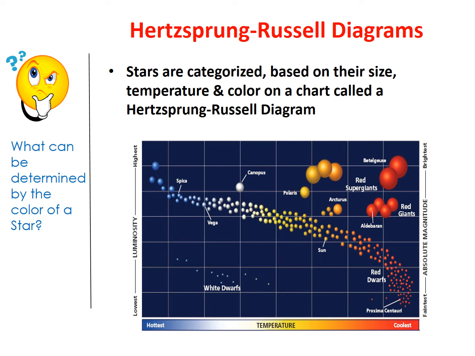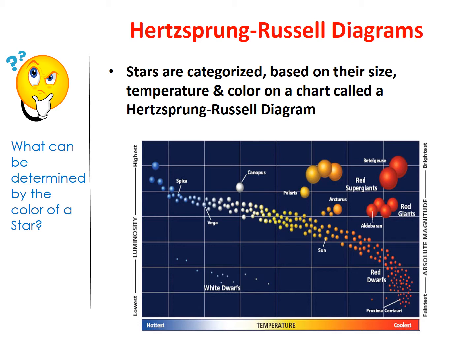Hey guys, this shouldn't take too awful long, but here's the essential question. What can be determined by the color of a star? Well, you probably know the answer to that question already. It's temperature, right? So with all the different stars that we see in the universe, what we've done is created, these two scientists, Hertzsprung and Russell, they created this diagram of the size and color of a star.